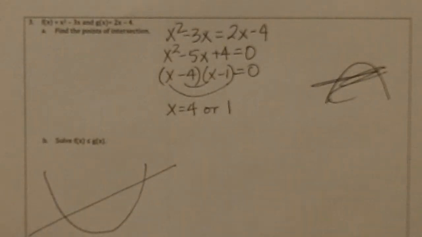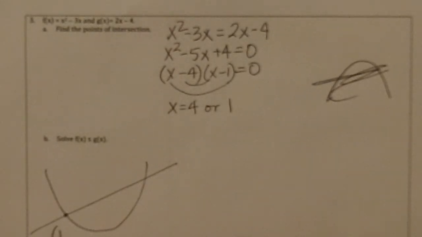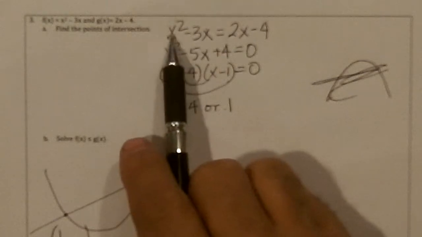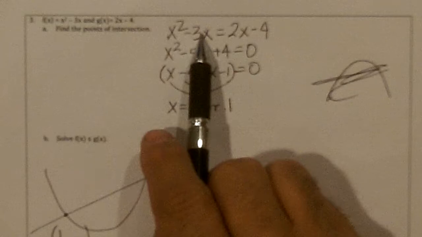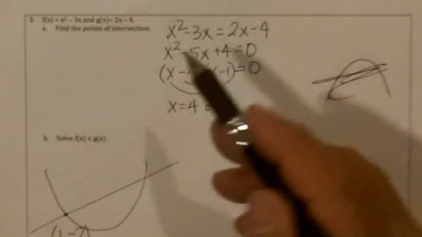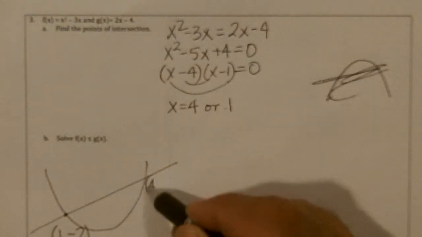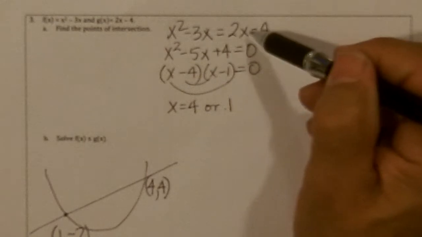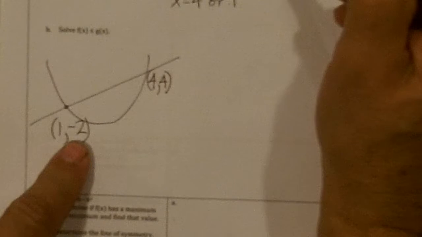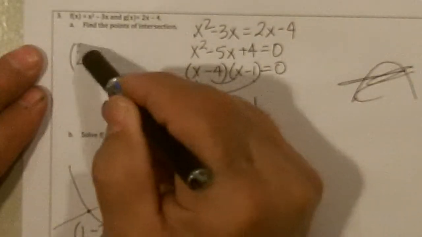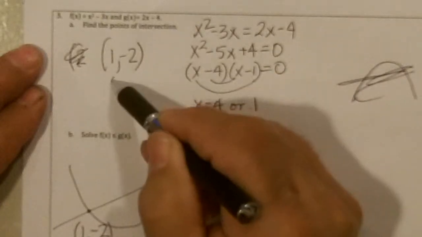Now it asks for the points of intersection. Well, this is where x is 1, but what's the y? So we put 1 in for the x's in here or in the other one, either one. 1 squared is 1 minus 3 times 1 is minus 3. 1 minus 3 is minus 2. If I put 4 in, 4 squared is 16 minus 12 is 4. I can put them in the other side, I should get the same thing. If I put in 1 here, I get 2 minus 4, which is minus 2. If I put in 4 in here, I get 8 minus 4, which is 4. So there's the 2 points of intersection. So I'll put them up here. We got (1, -2) and (4, 4).